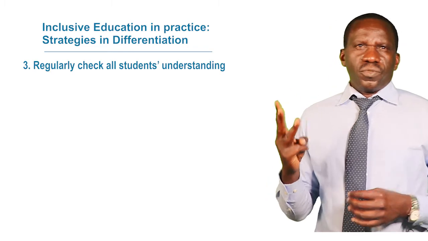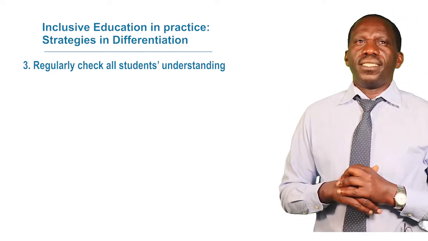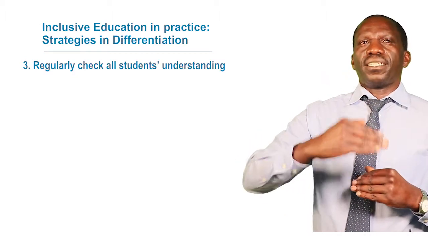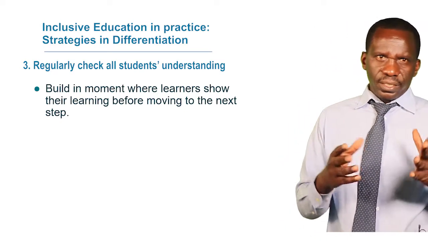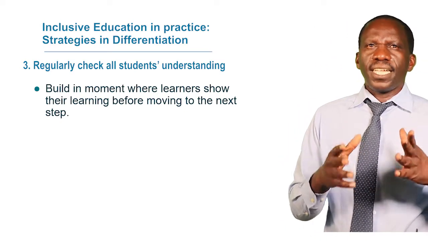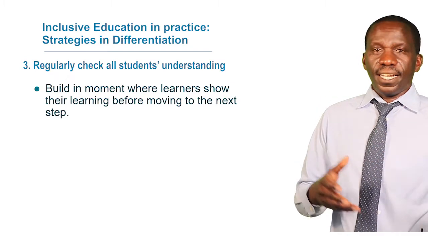The third strategy you may apply to differentiation in a STEM classroom is to regularly check all students' understanding. This means that you have to structure your lesson in such a way that there are frequent moments for checking learners' understanding.